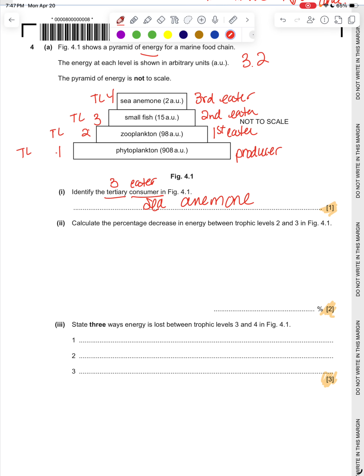Calculate the percent decrease in energy between trophic level 2 and 3, and it's 2 marks. Always show your work even if they don't ask. So trophic level 2 and 3, that's the 98. Zooplankton had 98 arbitrary units, and then trophic level 3 is our small fish.